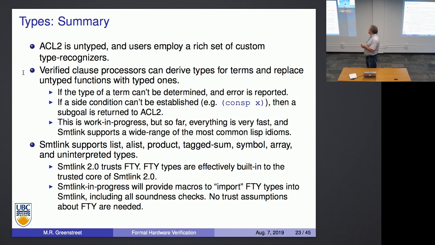Okay, so summarizing types. ACL2 is untyped, but users imply a rich set of type recognizers. A verified clause processor can do type inference, and so we can support a rich set of types and users can use them.